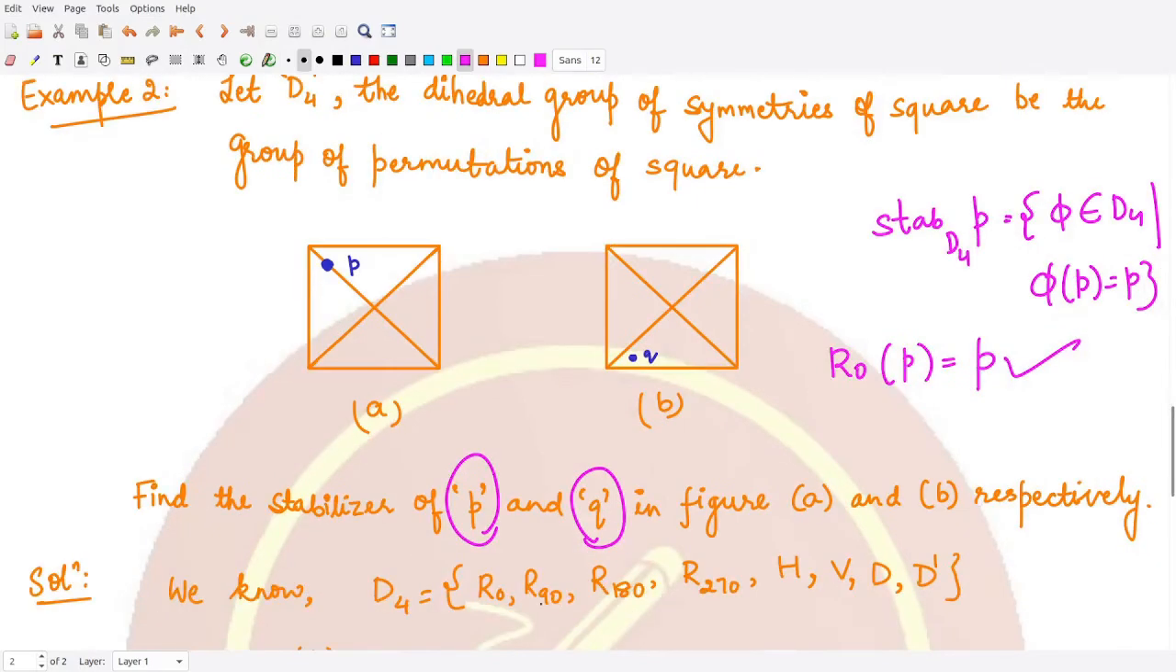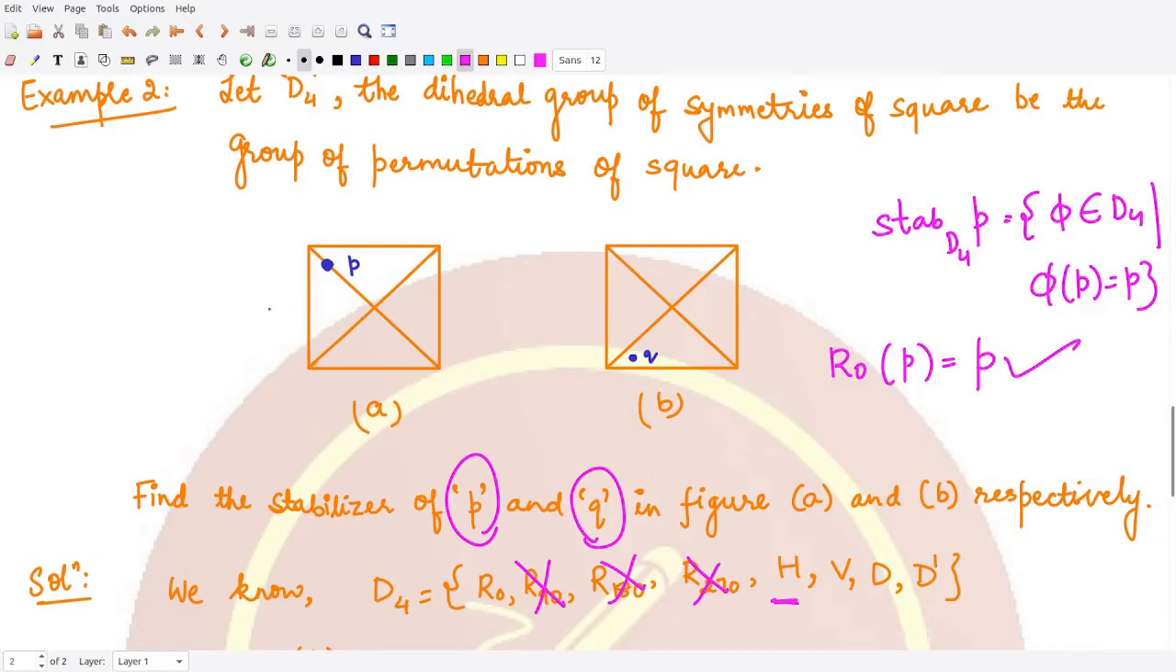Again, R90, R180 and R270 would not be there, because in the first case, P would come to a different position when you apply R90. When you apply R180, it goes to the opposite position, which is not the same as P. When you apply R270, P will go around and finally come to a position which is not the same as that of P. Therefore all these three are rejected and will not come in the stabilizer of P in D4.